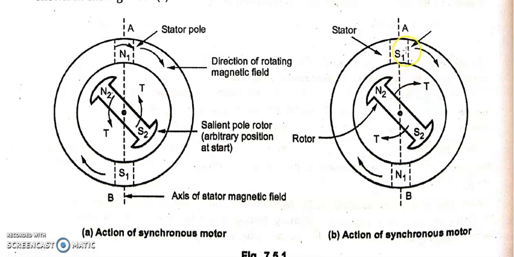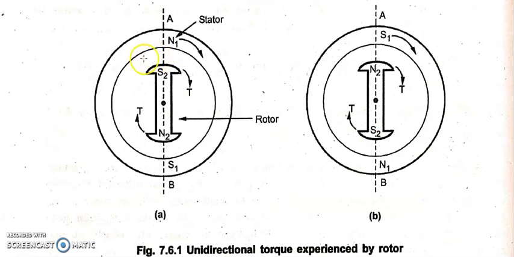Again the stator poles will interchange. S1 will become N1 again and N1 will become S1 again. Due to the inertia, the rotor doesn't rotate in the clockwise direction. In both cases, the rotor doesn't rotate either in the anti-clockwise or in the clockwise direction. So the cycle repeats again and again, and the rotor doesn't rotate in any of the directions.